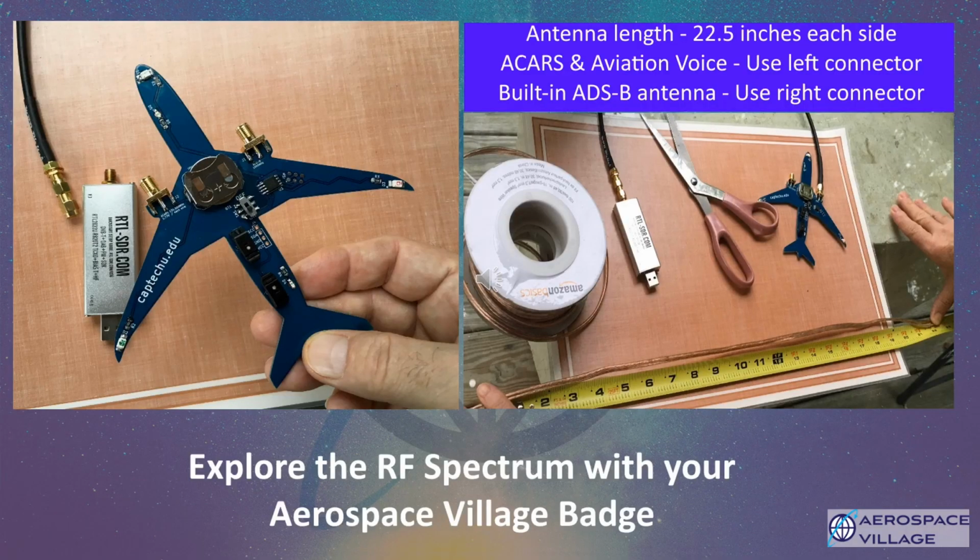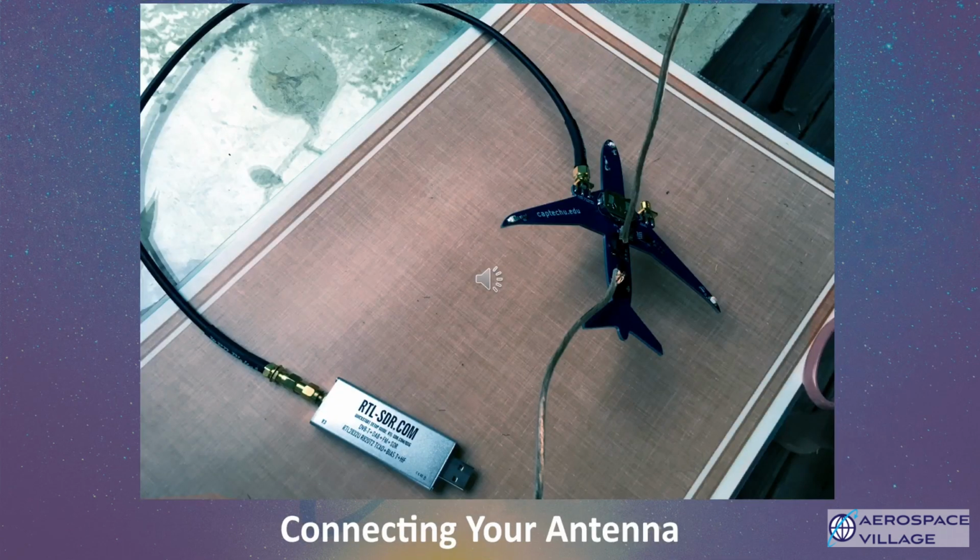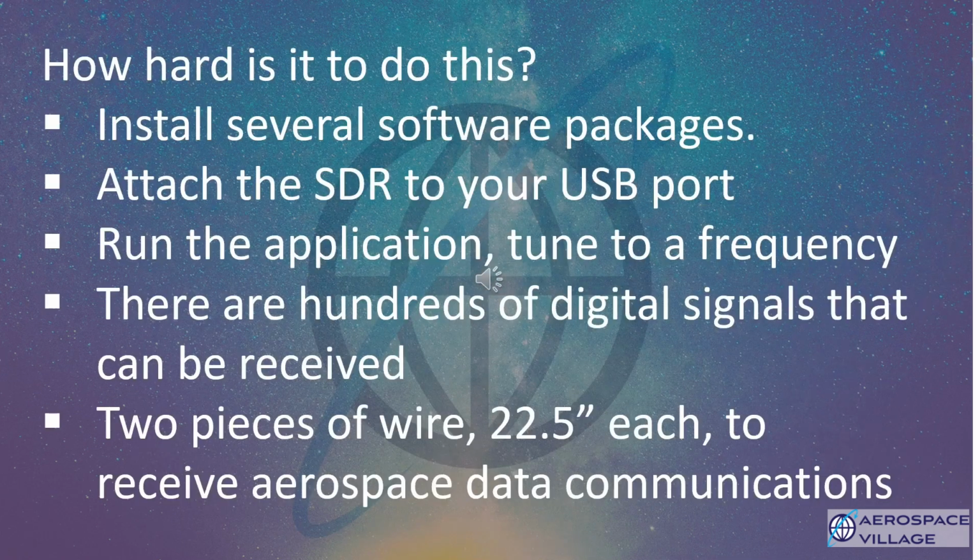Explore the RF spectrum with your Aerospace Village badge. The badge has an integrated dipole antenna tuned to 1090 MHz, which is the frequency used by ADS-B. In addition, the badge has two terminal blocks connected to the SMA connector, which can be used to connect custom-cut wire lengths tuned to the frequency of interest. Connect the wires and the correct SMA to your SDR, or connect to the other SMA and use the integrated ADS-B antenna, and you're ready to go.